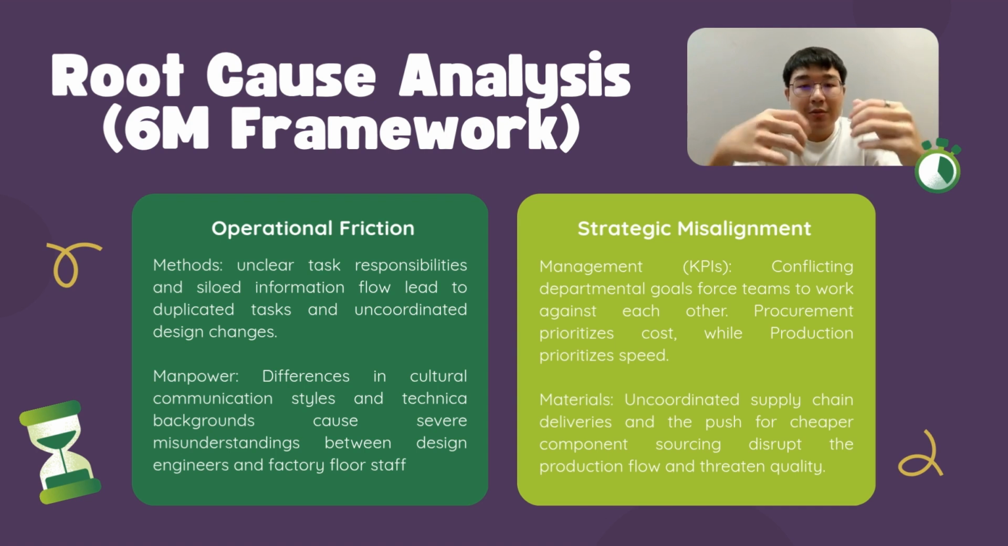For manpower, we found that differences in communication styles and technical backgrounds caused severe misunderstanding between the engineers and the factory floor staff. And on the strategy side, management KPIs were directly conflicting. For example, procurement prioritized minimizing costs while the production prioritized speed, forcing teams to essentially work against each other. And finally, looking at materials, we noted that uncoordinated supply chain deliveries combined with the push for cheaper substandard components disrupted the production flow and threatened the final product quality.